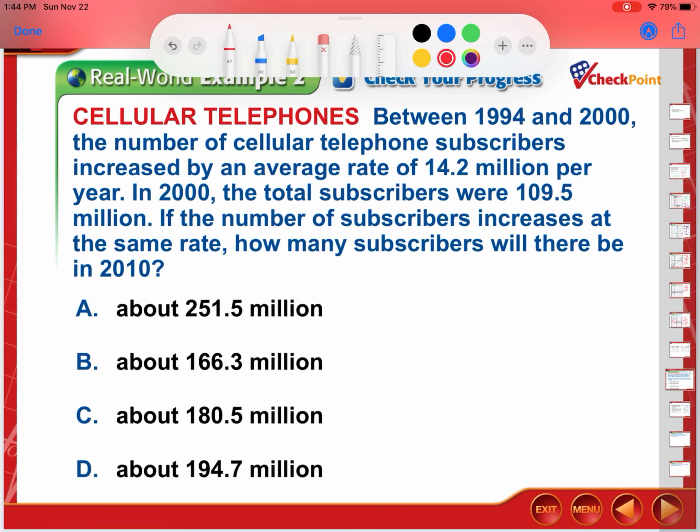So we have one real world problem that I want to work through just to show you guys how slope can be used to calculate future estimations. Once again, I'm sure you guys have done this before also, but this is just going to be a refresher. So our problem says between 1994 and 2000, the number of cellular telephone subscribers increased by an average rate of 14.2 million per year. So that would be our rate of change because it's a number per time. So in this case, it's 14.2 million per year.